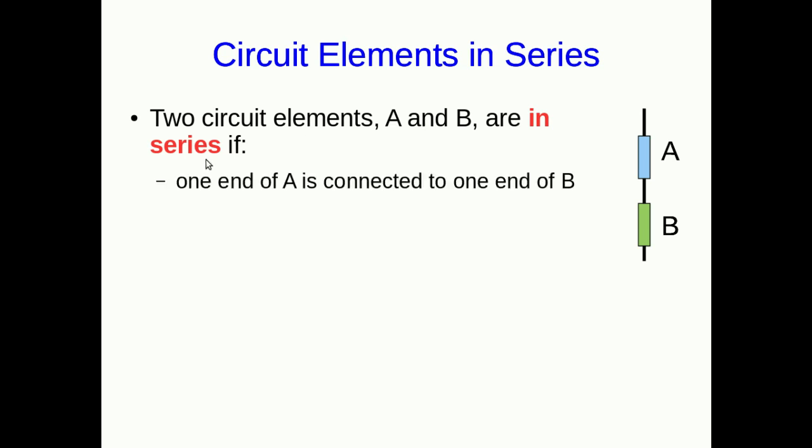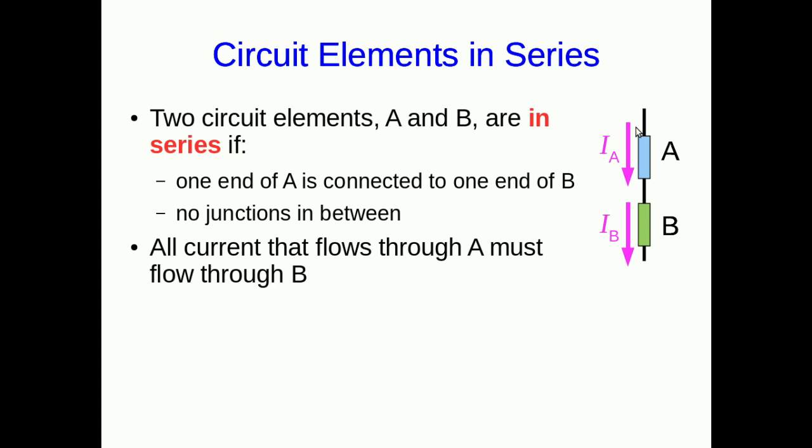And they are in series if, first of all, one end of one of them is connected to one end of the other, as in this case. And second of all, there are no junctions in between. Now, if those conditions are met, we say this is in series. And the reason this is important is if you think about currents. Any charge that enters A must proceed through it, leave it, and go on to pass through B. And so that tells you that all the current that flows through A must flow through B. The currents through two circuit elements in series are always the same.